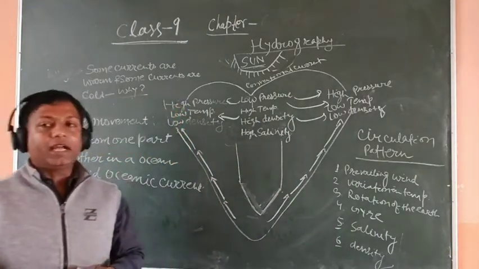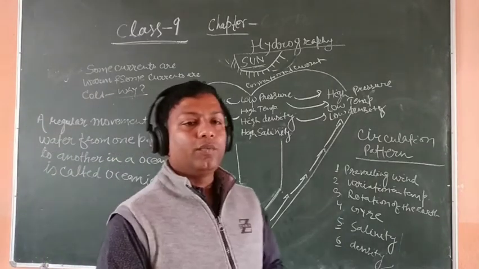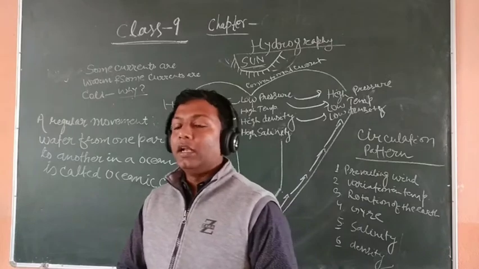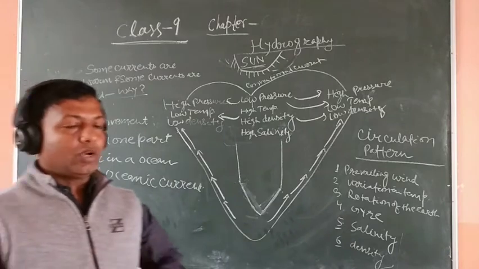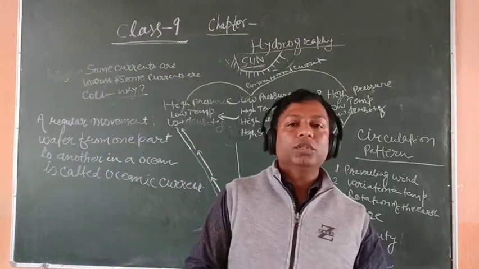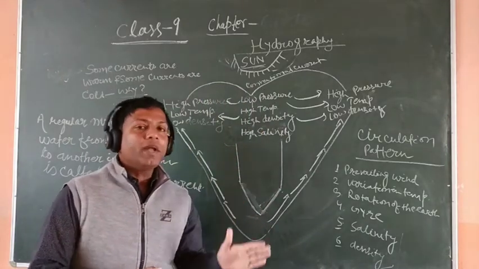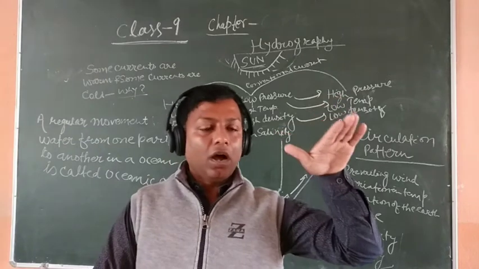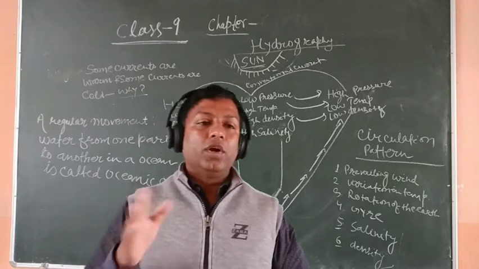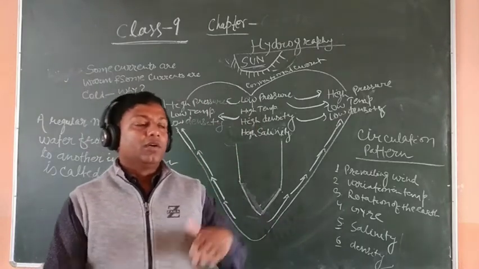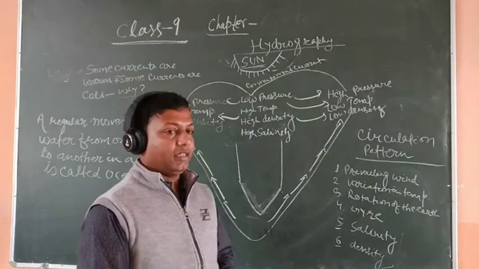Oceanic currents: as you know, all around the world we have 7 oceans, and in these oceans we have currents from one part to another part. If you go through the definition of oceanic current, it is the movement of water, vertical and horizontal, in a pattern. Vertical and horizontal movement of water from one place to another in an ocean is oceanic current.